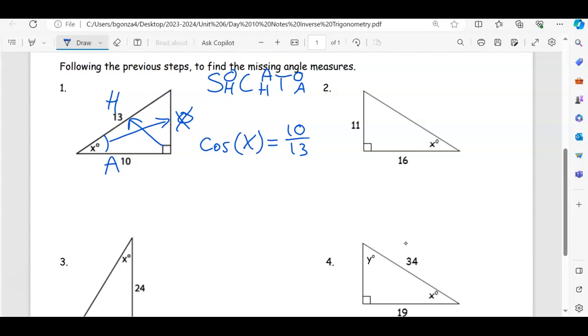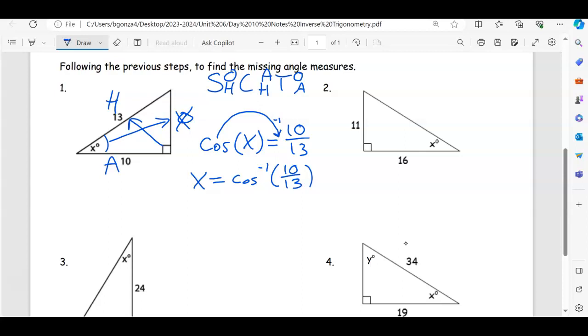What you can do, and this is what I do, I can move this cosine to the other side easily as long as I make it inverse. So again, cosine to the other side, but you got to put the little -1 on it. Okay? If you cross the equal sign, you must make it opposite. So now we just have x equals cosine inverse 10 over 13.